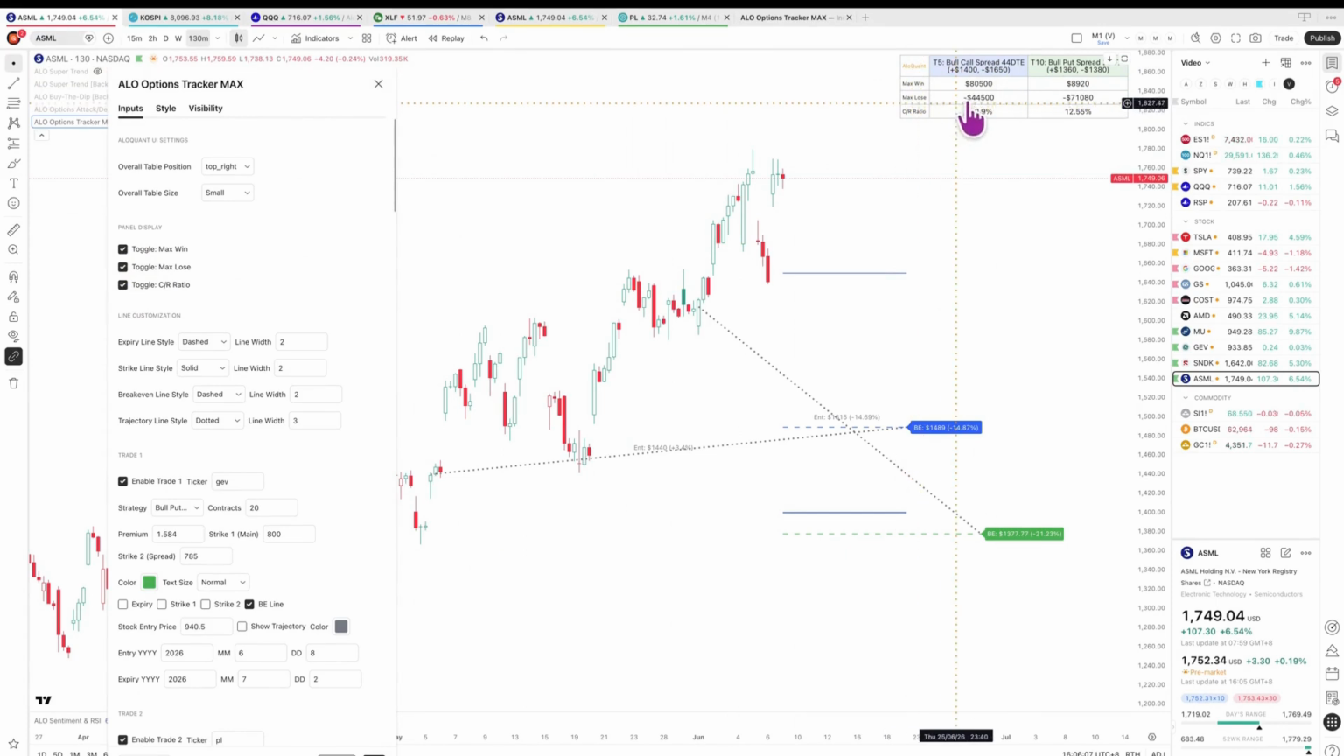The interface surfaces critical telemetry, because when deploying capital, quantifying your upside profile is paramount. While naked long calls offer theoretical infinity, my preference leans toward vertical spreads. This allows the tracker to immediately calculate maximum profit, maximum capital at risk, and the net reward to risk ratio. This metric mathematically defines the exact risk capital you are committing relative to your targeted potential return.